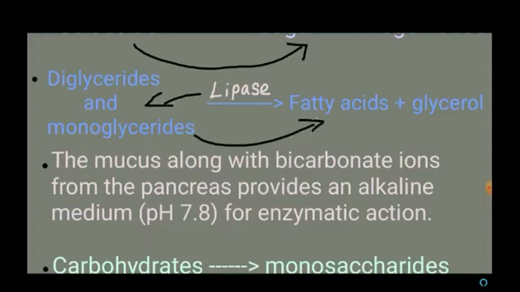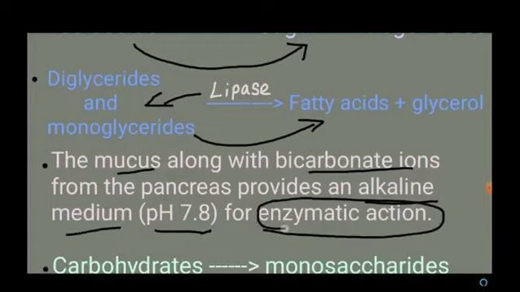And in the case of intestinal juice, apart from these enzymes, they possess mucus and bicarbonate ions. These mucus and bicarbonate ions are received from the pancreas. These mucus and bicarbonate ions provide an alkaline medium. The pH is about 7.8. This is needed for the enzymatic action in the small intestine.